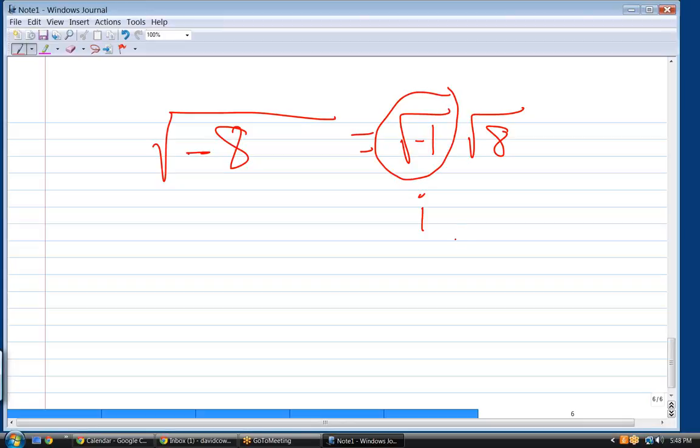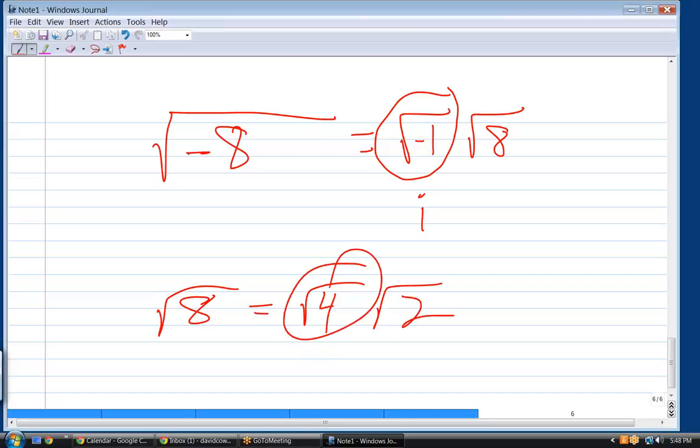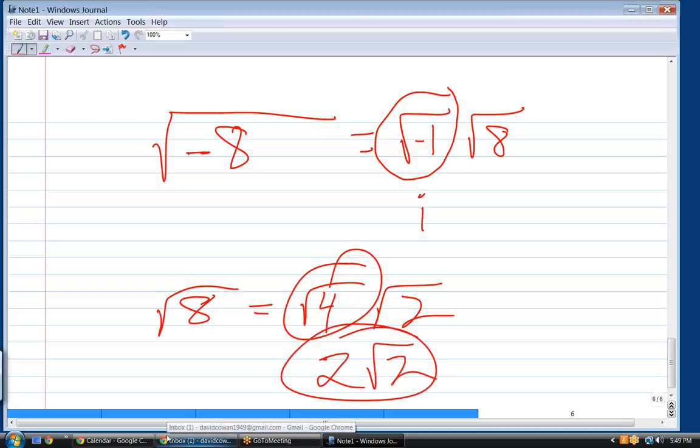2.82. No, don't do it to a decimal. Leave it as a fraction, radical. In other words, here's how you do these. You find a factor of this number that is a perfect square. Well, 4 is a perfect square. And now I can make that into a non-radical number. So there's your answer. Okay. So the answer to this question then would be, actually, it's generally written 2 root 2 i, like that.